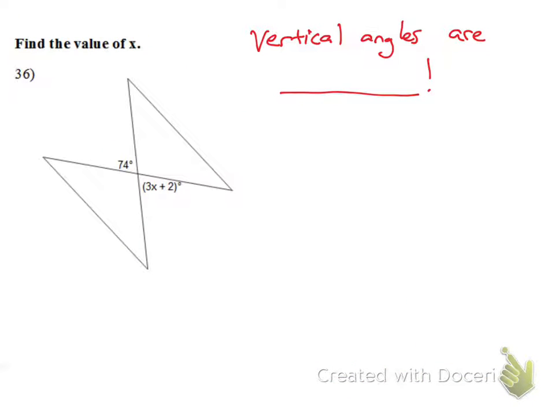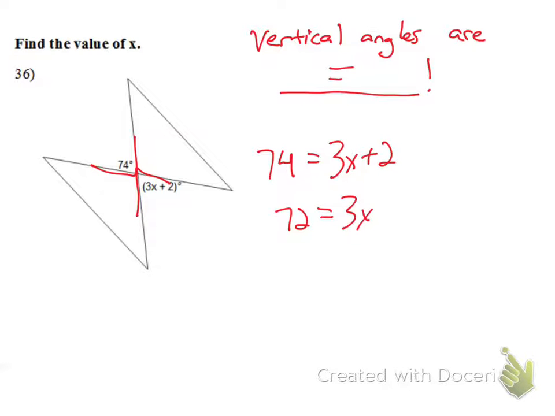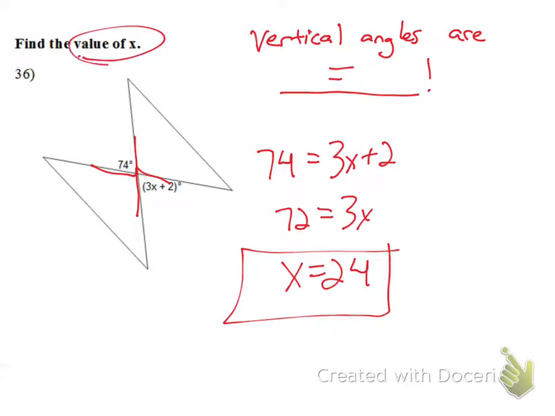Find the value of x. Vertical angles are congruent, or another word is equal to each other. So I would just set them equal to each other. Here's your v, here's your v. So then 74 is equal to 3x plus 2. I'm going to subtract 2 on each side, so 72 is equal to 3x. After that, divide by 3. 72 divided by 3 is 24, so x equals 24. And then it just says the value of x, so that's my final answer.